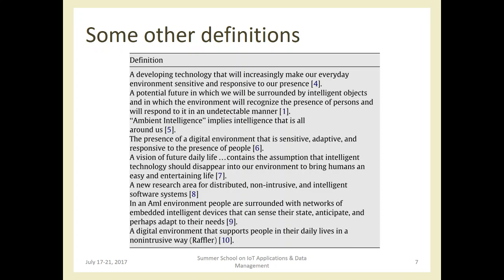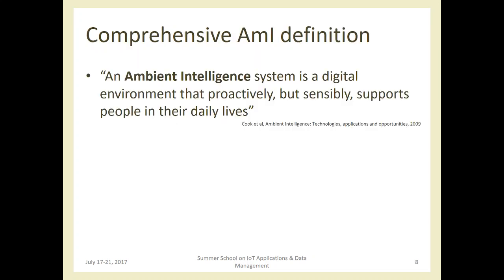A potential future in which we will be surrounded by intelligent objects, and in which, with smartphones and computers, we are already surrounded by intelligent objects, but in the environment we recognize the presence of a person and respond in an undetectable manner. This doesn't happen yet. It implies intelligence around us. We'll see more about this definition in a second, about the explanation of some of these adjectives like sensitive, adaptive, and so on. But the common theme here is that ambient intelligence talks about users, about humans, not about technology.